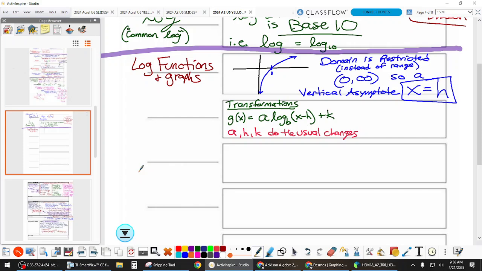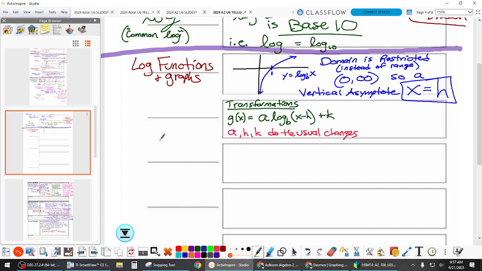I suppose it'd probably be prudent to put y equals log base b of x. Okay, well, let's just quickly say what these do since it's been a couple weeks. What does A do to any of our graphs? What does A do? I think you're about to say it. Stretches or compresses. Yeah. Okay.